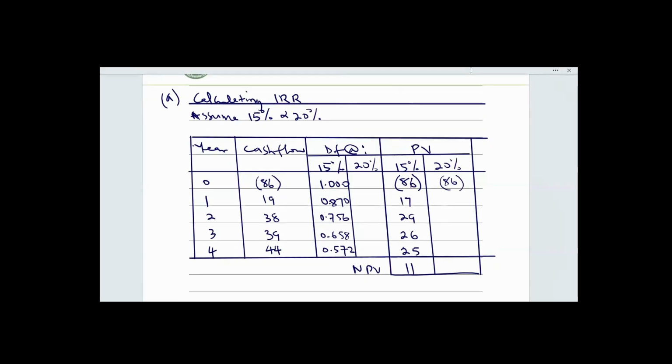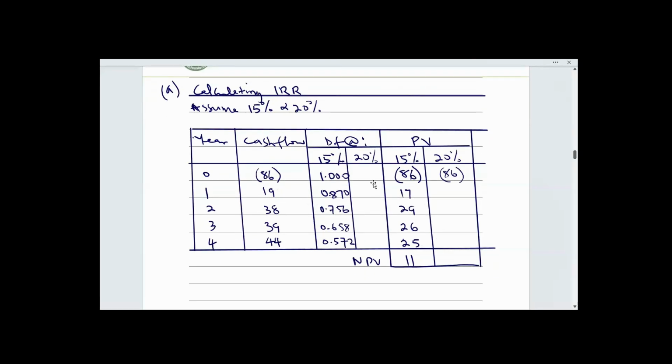So 19, we need to calculate the discount factor for year one at 20%. 1.2 raised to power minus 1, that's 0.833. Then 0.694, 0.579, 0.482.